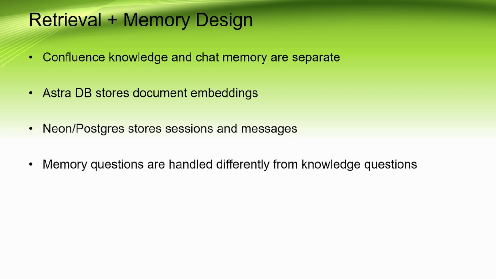Now, one important design decision was separating knowledge retrieval from chat memory. The Confluence documents are shared organizational knowledge, so they are stored as embeddings in Astra DB. But chat history is personal to a session, so that is stored separately in PostgreSQL. This separation lets the assistant handle two different kinds of question correctly. If the user asks a knowledge question, the system retrieves from Confluence. If the user asks something like, what did I ask earlier? The system answers from the session history instead of document retrieval.